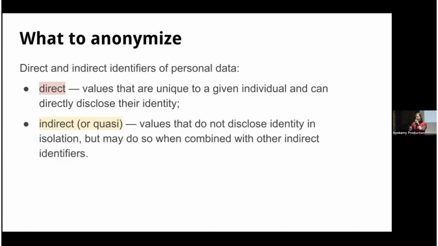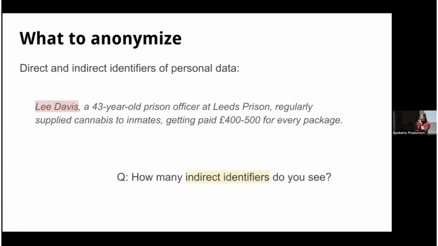Indirect identifiers, in isolation, they don't identify you, but when you combine them with other indirect identifiers, you get enough evidence that can re-identify a specific person. And we'll look at some examples. Well, first we can get back to this prison officer, right? So there's one direct identifier, their full name, right? That identifies this officer. So say we mask this full name. How many indirect identifiers in the sentence do you see? And this is a question to the audience. You can just shout it out or whatever. 2, okay, 3, I see 3.